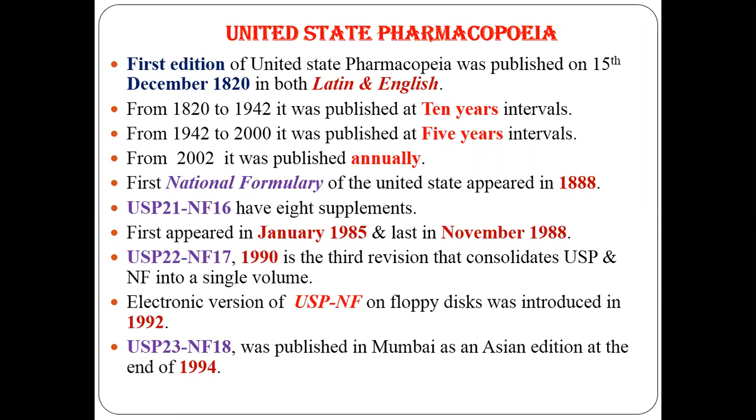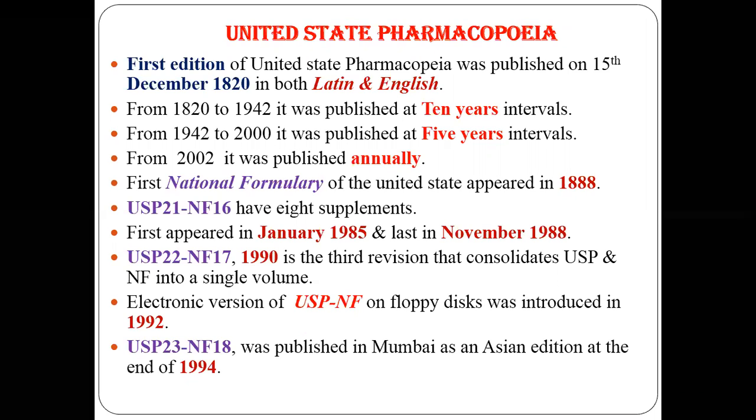From 1820 to 1942, it was published at 10-year intervals. From 1942 to 2000, it was published at 5-year intervals. Then from 2002, it was published annually. So previously they were publishing their book after an interval of 10 years. Then they reduced it to 5 years, and after that they are publishing every year.